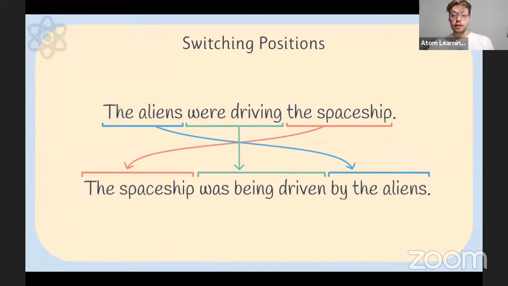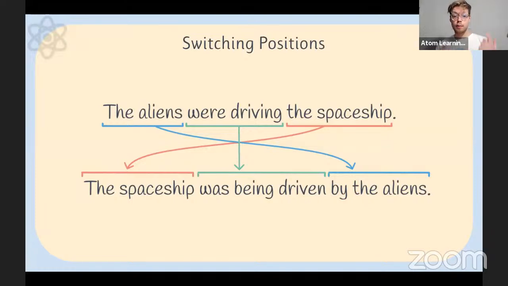So the subject in the active voice sentence, the aliens, so the top one is in the active voice, becomes the agent in the passive voice sentence. So the aliens were driving the spaceship. We know that the aliens are the ones performing the action, so we know it's the active voice, but those aliens become the agent in the passive voice, okay?